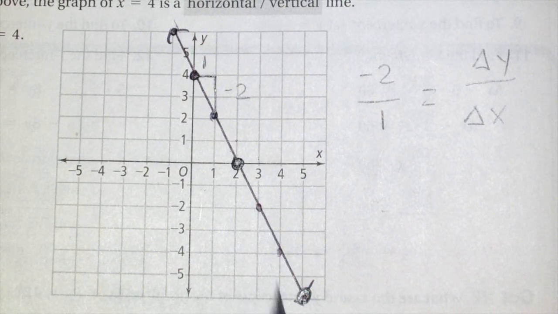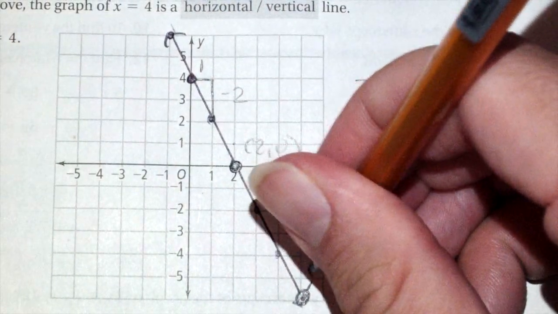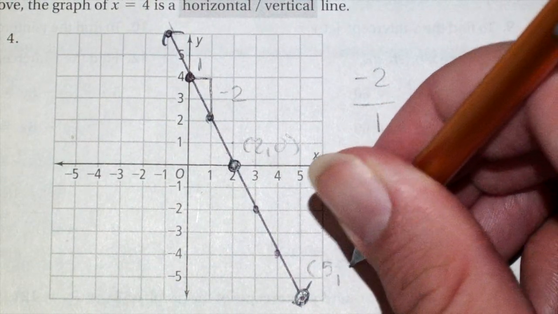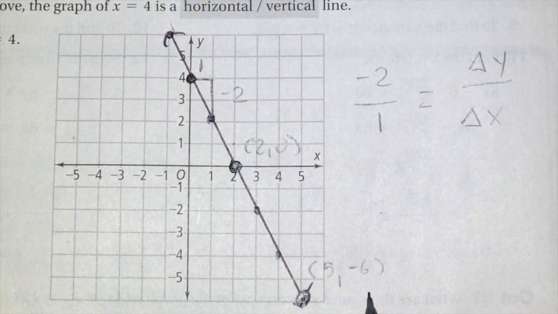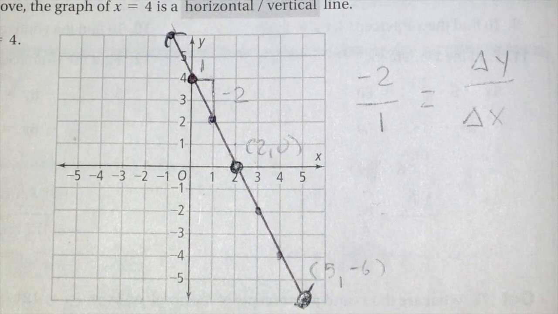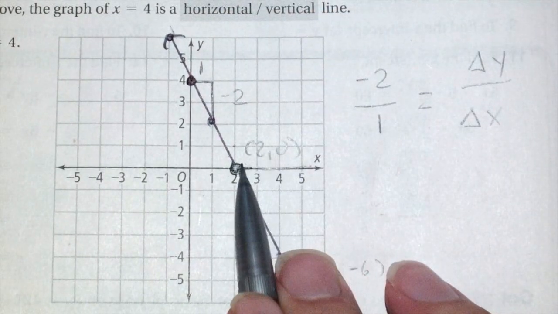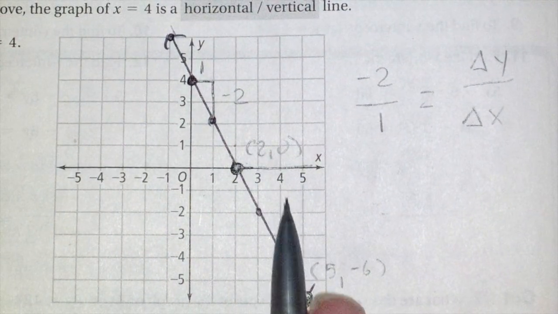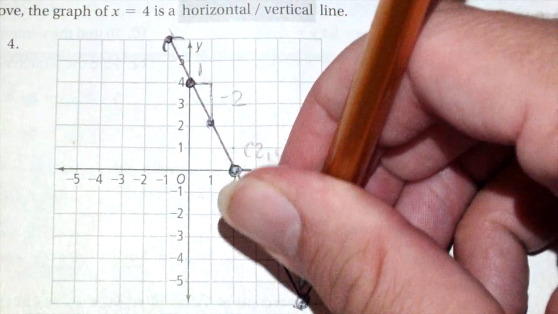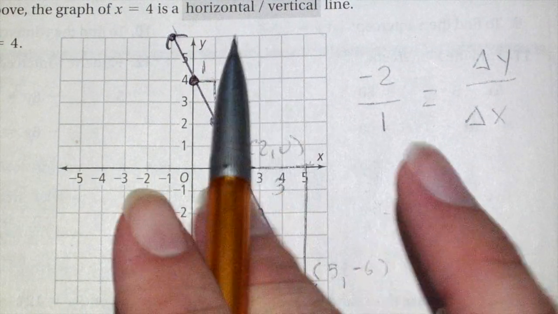But if I wanted to find the slope between any 2 points, this point is (2, 0), and this point is (5, -6). All I have to do is figure out how much x is changing and how much y is changing. So if I move over, we see that we're going from 2 to 5. X is changing 3. And y is going from 0 to -6. So y is going down 6.